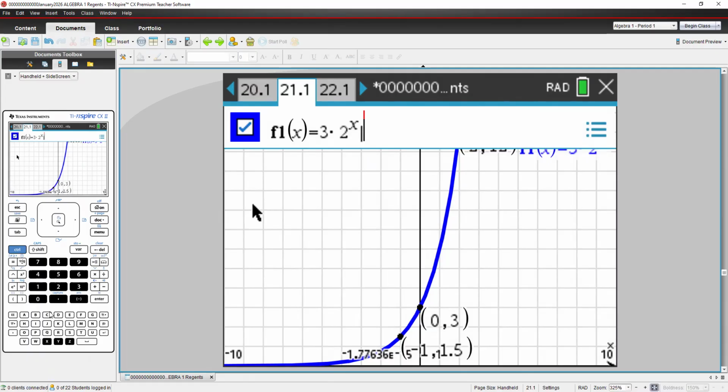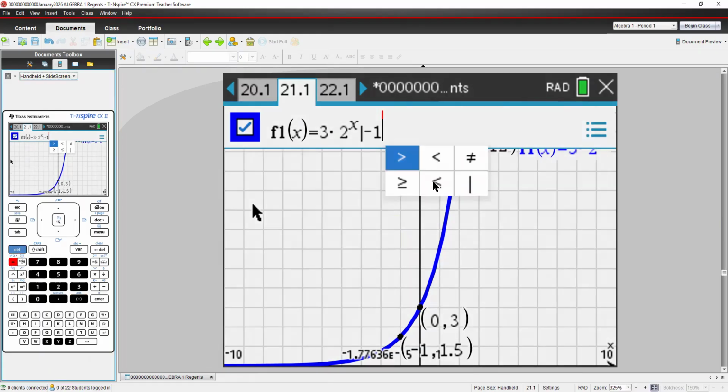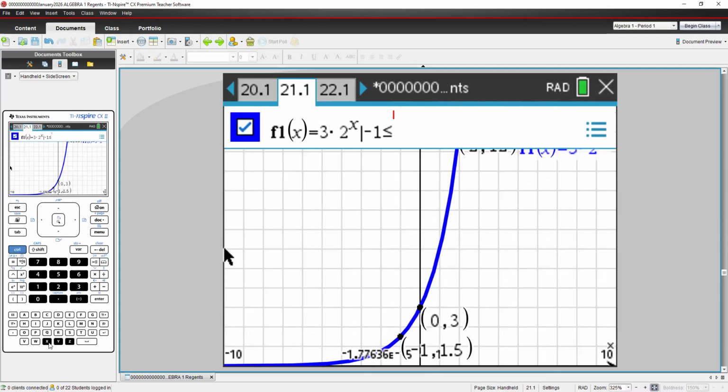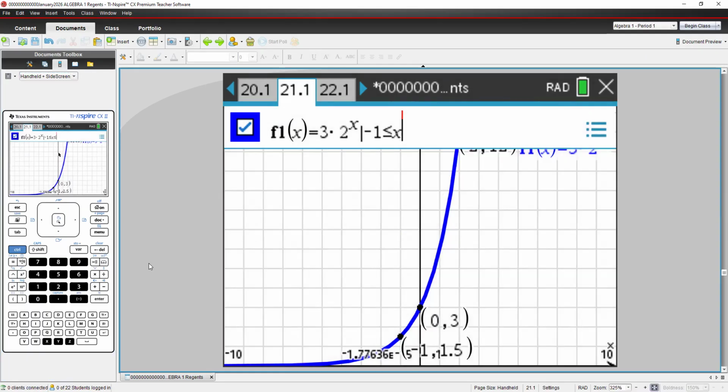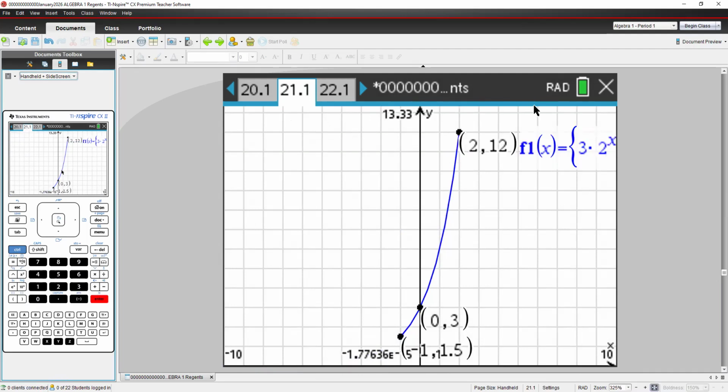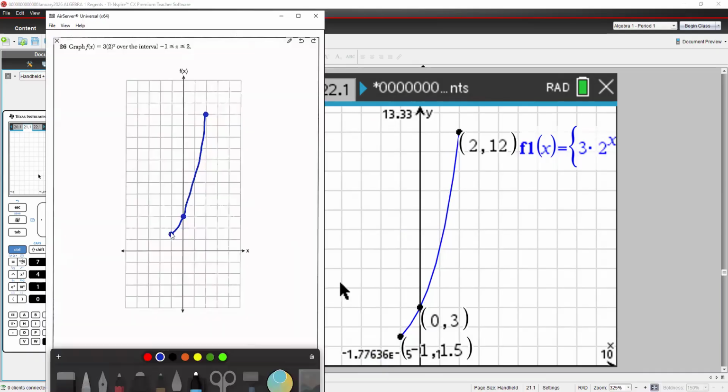So what I'm going to do is I'm going to start from a -1. I'm going to be less than x, and then it's going to be, again, less than or equal to 2. All right, so I just typed in the interval and I just used that vertical line. And when I do that, the calculator will cut it for you. So you see the other part is no longer there. The part going up is no longer there. So that's it. So this matches what I have on my iPad.